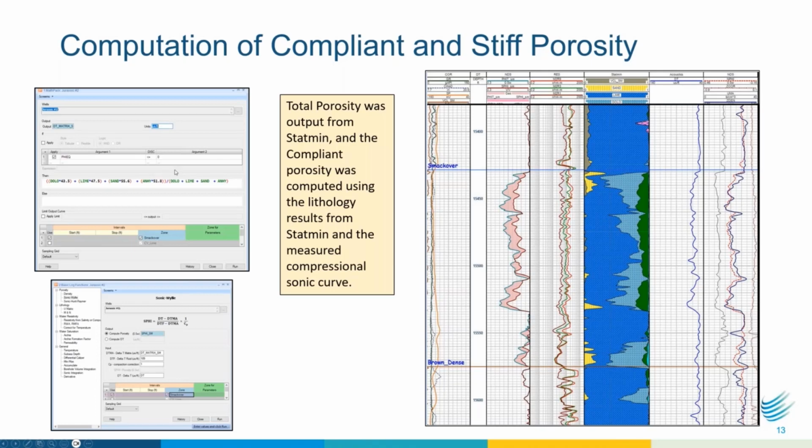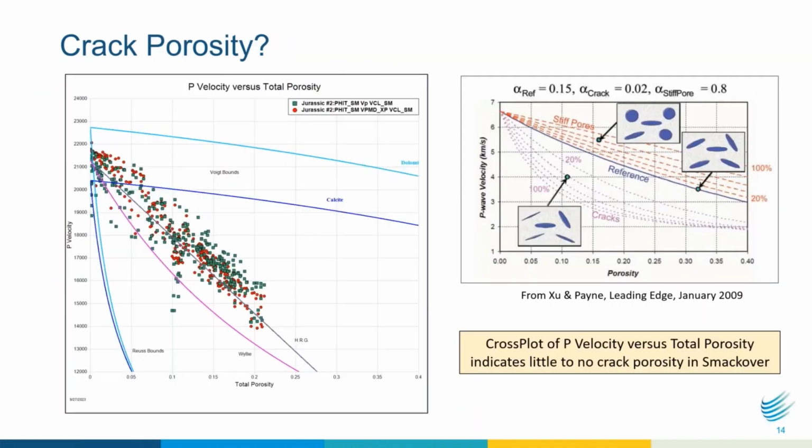Now, in order to calculate the acoustic porosity correctly, you need to have the volumes of lithology, and so you calculate a delta T matrix, and then we use the Wyllie time average equation to calculate the acoustic porosity, which we'll call the compliant porosity or reference porosity. Now, crack porosity. How do we get a handle on the volumes of crack porosity?